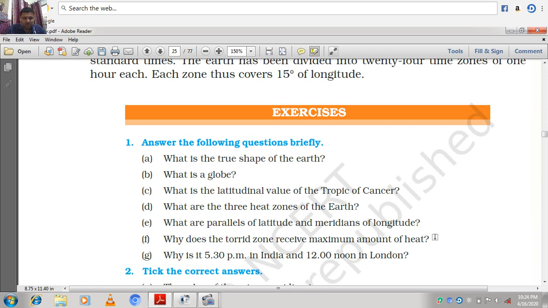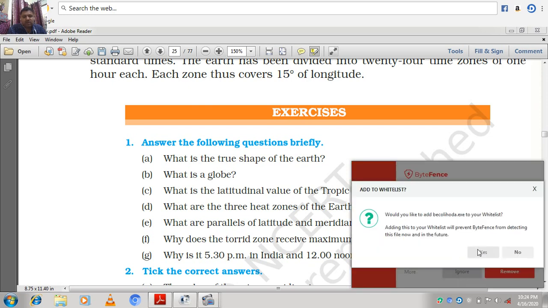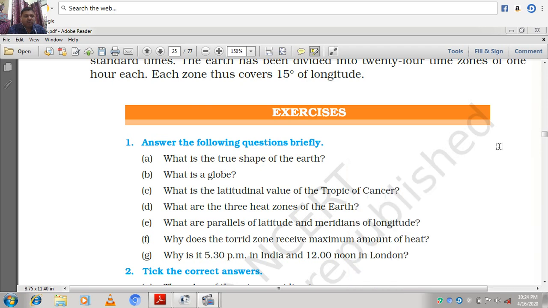The torrid zone receives sunlight for the maximum time, and the torrid zone is located in the central part of the globe. It is the hottest zone of the world. That's why it receives a maximum amount of heat.